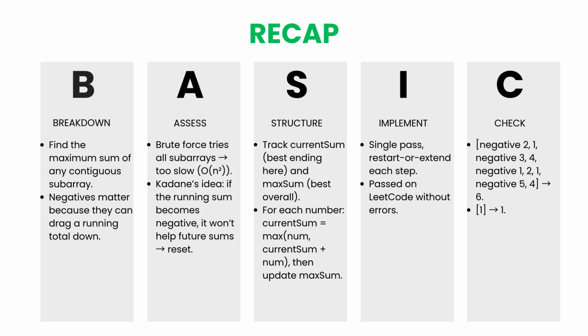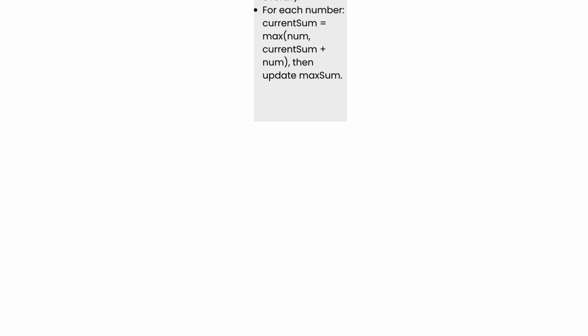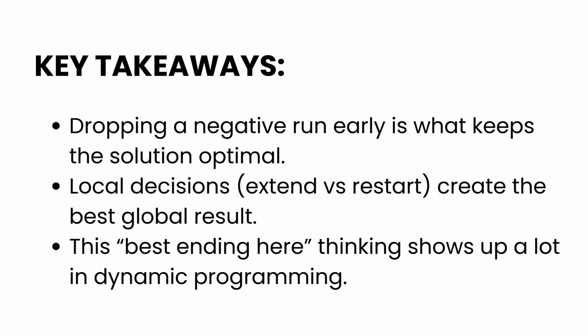We also confirmed it behaves correctly on edge cases like a single element array such as [1], where the result is 1. The takeaway is that strong optimization often comes from knowing when to let go of a bad run. Kadane's algorithm works because smart local decisions, restart when the sum turns negative, build into the best global outcome, and that mindset carries into many dynamic programming problems.